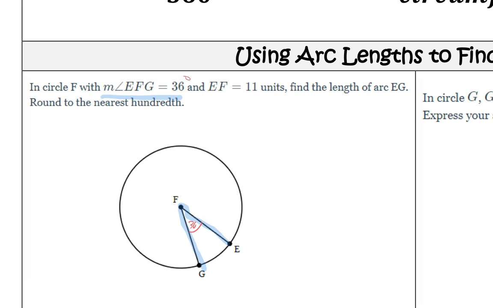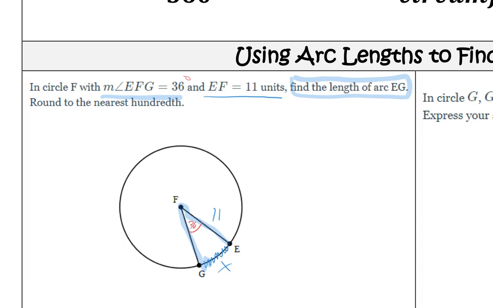All right, so then it says EF is 11 units. Okay, so EF, this right over here is 11. Let's go ahead and mark that with 11. Okay, and they want us to find the length of arc EG. So let's scribble the arcs like we've been doing. So that's what they want us to find, the arc.